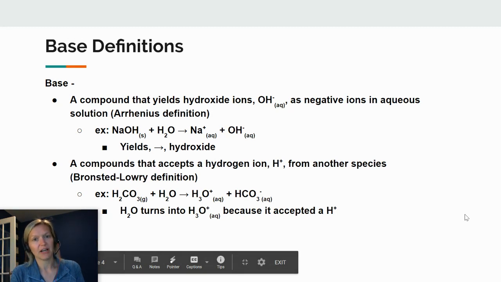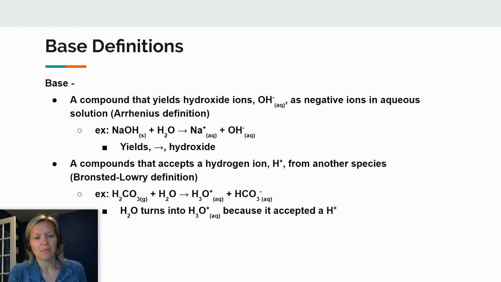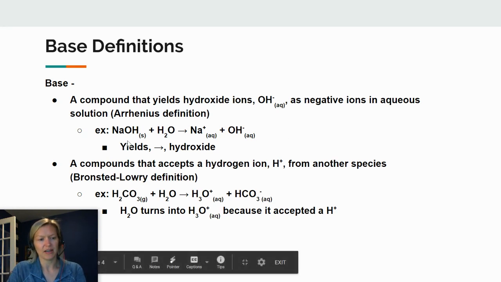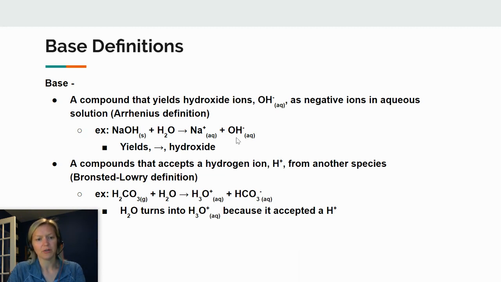Base, very similar, has two definitions. A base is a compound that yields hydroxide ions. So you'll notice that as we look at this yield, so we're looking after, and hydroxide is one of the components. Now a compound that accepts that hydrogen ion from another species is a base as well.